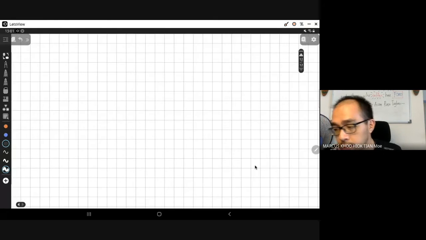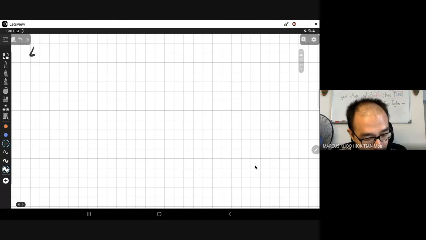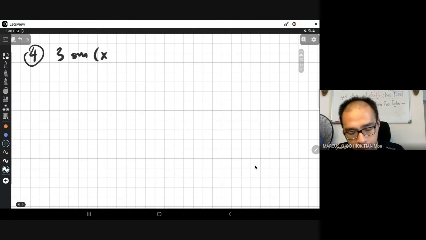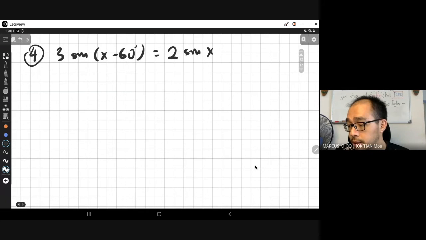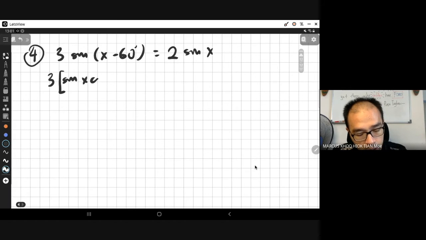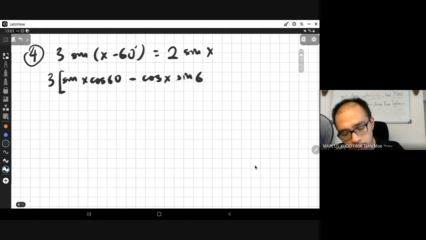Okay, let's try another one. Number 4. 3 sine x minus 60 equals 2 sine x. Probably about the same. Yeah, this is probably the same as the one that we did before. But let's do this first. So 3 sine x cos 60 minus cos x sine 60 equals 2 sine x.